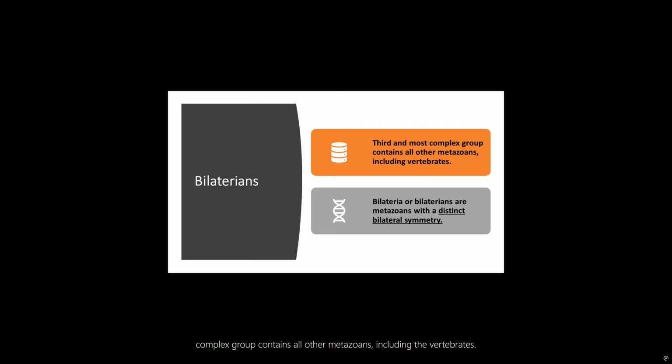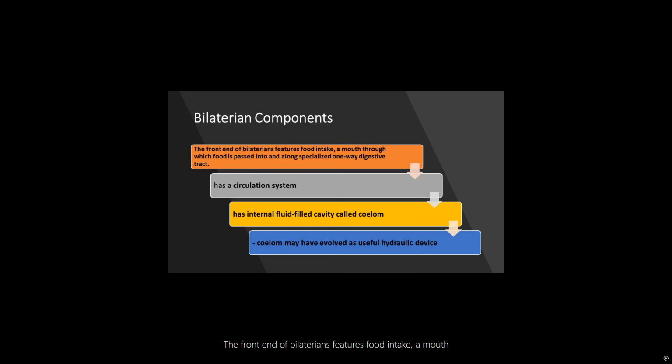The third and most complex group contains all other metazoans, including the vertebrates. These are the bilateria or bilaterians, which are metazoans with a distinct bilateral symmetry. The front end of bilaterians features food intake, a mouth through which food is passed into and along a specialized one-way digestive tract. They have a circulatory system and an internal fluid-filled cavity called a coelom, which may have evolved as a useful hydraulic device.